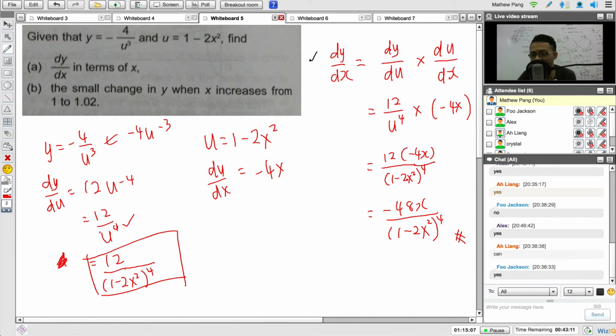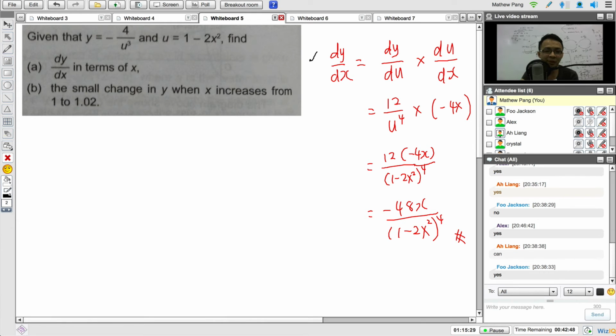Even if you leave the u power of 4 here, I think you still will get some marks, but you won't get full marks. Because why? This is dy dx, means your answer over here can only have x. You cannot have x and u both at the same time. Okay? Got the idea? I hope you do. Alright, so I'm going to erase this one, then I continue to do part B.